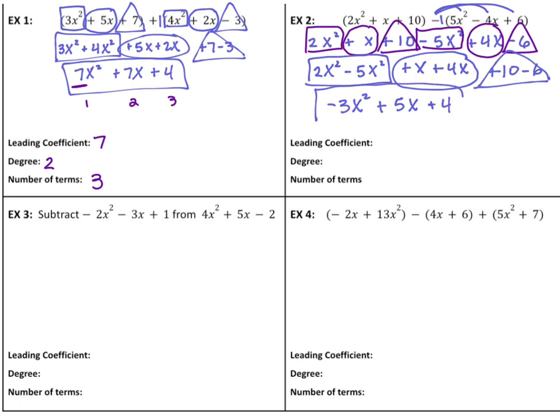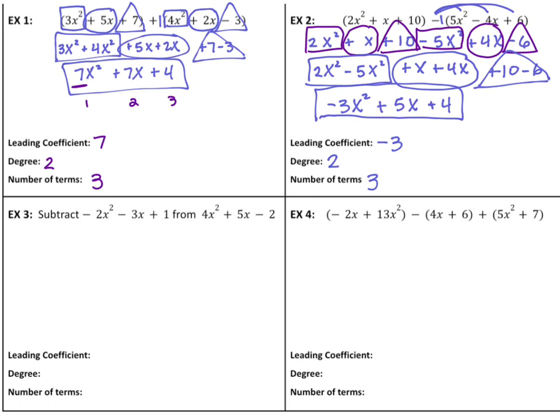So there you have it. There is my other simplified polynomial. Let's identify the leading coefficient, degree, and number of terms. So the leading coefficient in this one is -3. My degree is 2, and the number of terms is still 3.